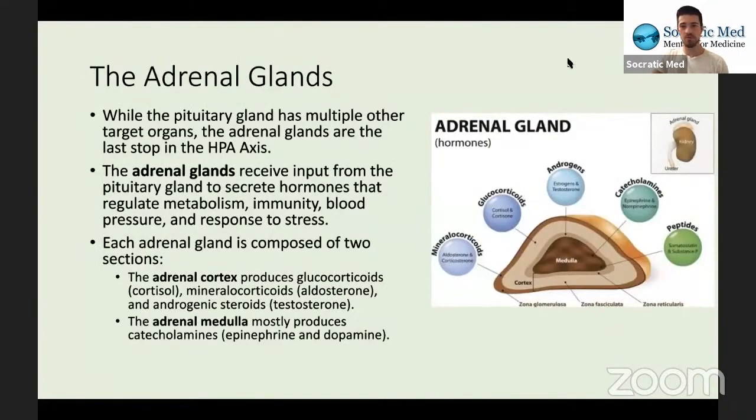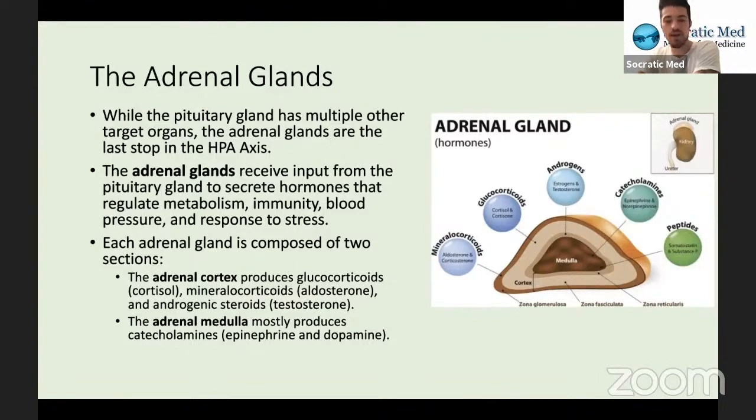Okay, now we're going to talk about the third stop on the HPA axis, which are the adrenal glands. So while the pituitary gland has multiple other target organs, the adrenal glands are the final stop in the HPA axis. So the adrenal glands receive input from the pituitary gland to secrete hormones that regulate metabolism, immunity, blood pressure, and the response to stress.